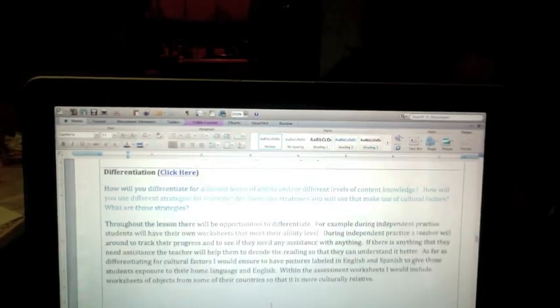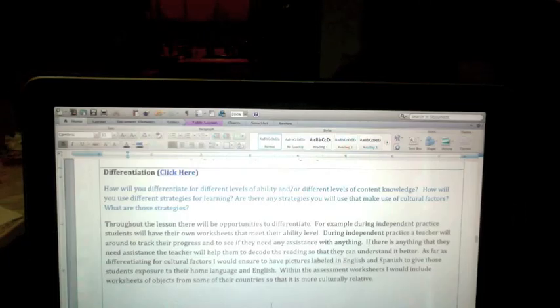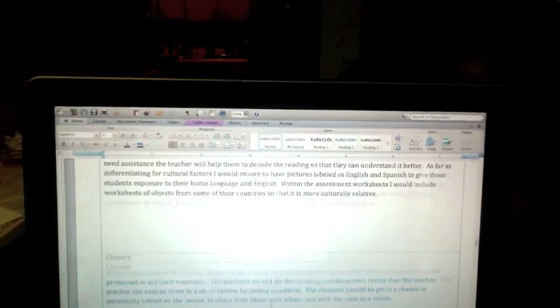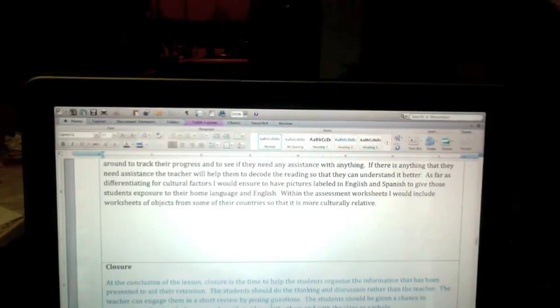So here I just mapped out how I would differentiate yet again. Throughout the lesson, as I mentioned before, there'll be opportunities to differentiate. For example, during independent practice, students will have their own worksheets that meet their ability level. During independent practice, a teacher will walk around to track their progress and to see if they need any other assistance with anything. I'm sorry, let me just go back up here. If there are any students that need assistance, the teacher will help them to decode the reading that we just read, so that they can understand it better.